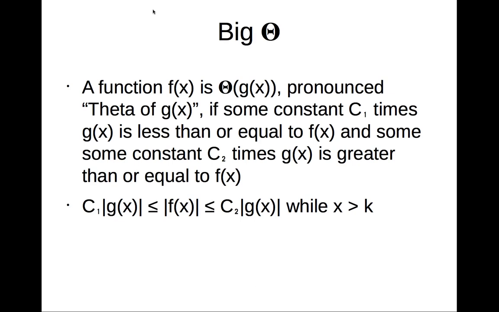So basically c1 times the absolute value of g of x will always be less than the absolute value of f of x, which will always be less than c2 times the absolute value of g of x, for all x greater than k. So Big Theta is kind of like Big O and Big Omega combined into one function, because you have both the lower bound when you multiply by c1 and an upper bound when you multiply by c2, making Big Theta kind of like both of them in one function.